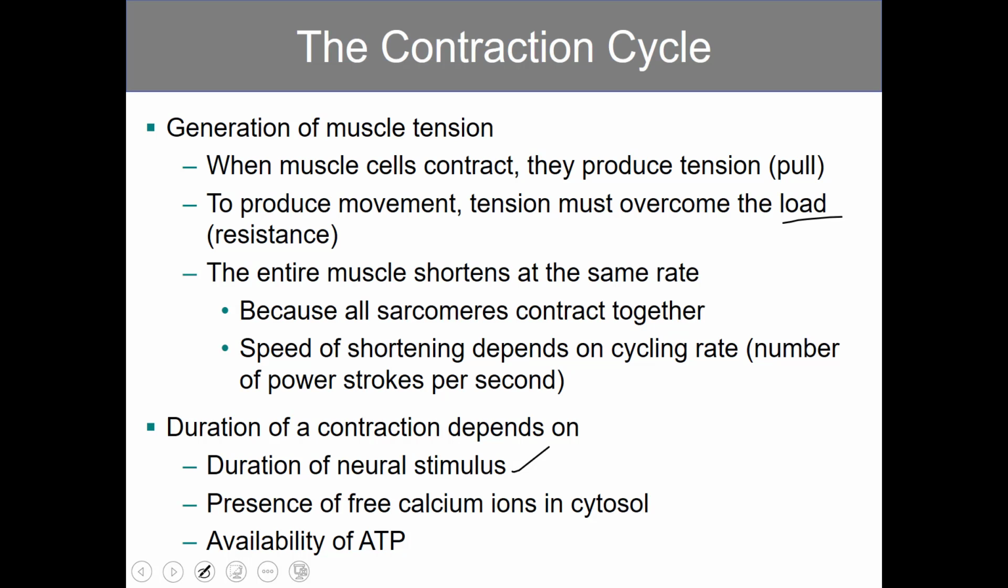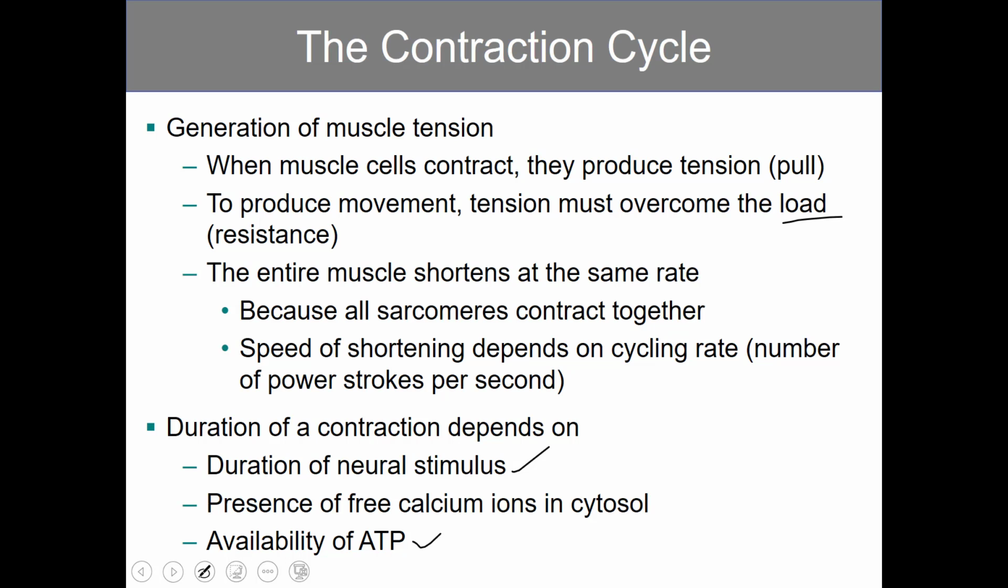Second, the availability of ATP. As long as you have ATP, you can energize those myosin heads and maintain a state of contraction. But as ATP runs out, contraction stops. If you lift that dumbbell until physically you can no longer lift it anymore and it falls, most likely it's the lack of availability of ATP.